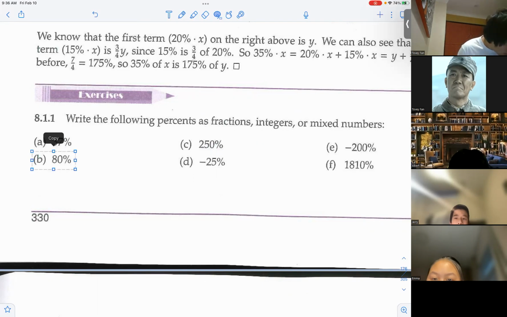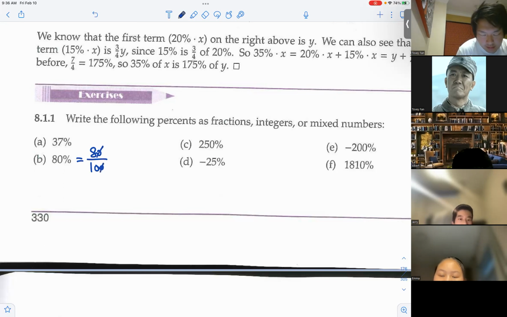Okay, so Emma, what is B? I think B you got it wrong. Okay, I'm going to do it for you. For B, you do 80 percent, you change it to over 100, and then you just simplify. So the 0s cancel out, you divide by 10, and 8 over 10, you divide by 2. This is 4, this is 5. So 4 over 5. Okay, I think you figure it out. You just haven't corrected your homework. Okay, make sense to you?